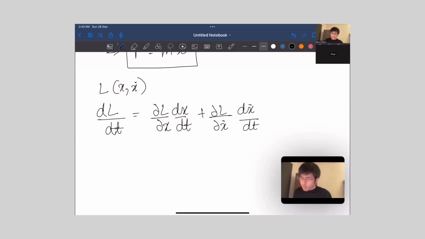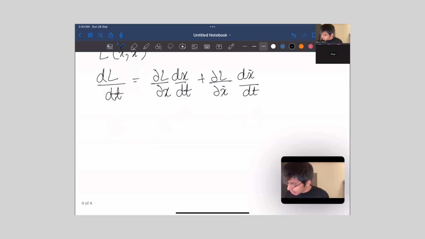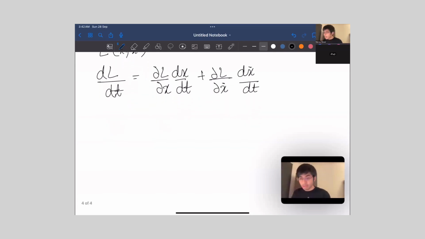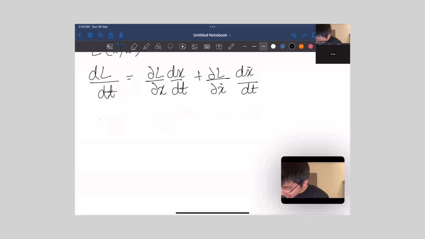Now, why have I done this? I've done this because if I can see in my Lagrangian, there is no direct relation to time. It depends on x and x dot. So I can't just directly take the time derivative without using the variables which it is related to. So I've just expanded the relation to make it mathematically consistent.